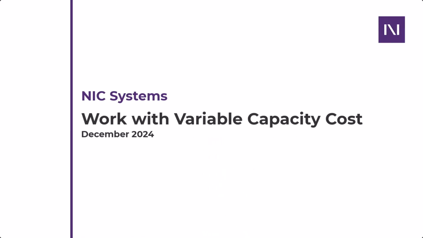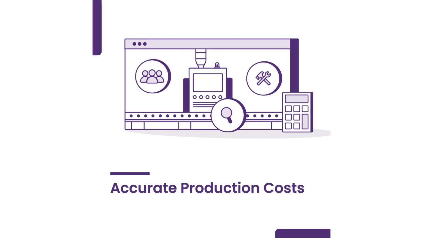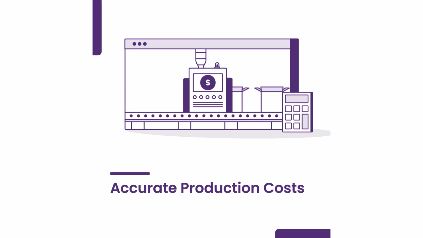In this video, we'll walk through how to use the Variable Capacity Cost app to apply a factor when calculating direct costs for work and machine centers. For example, you can use this to record the number of employees involved in a production order.